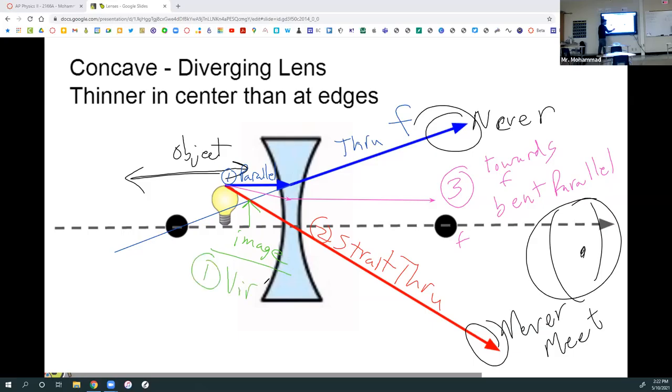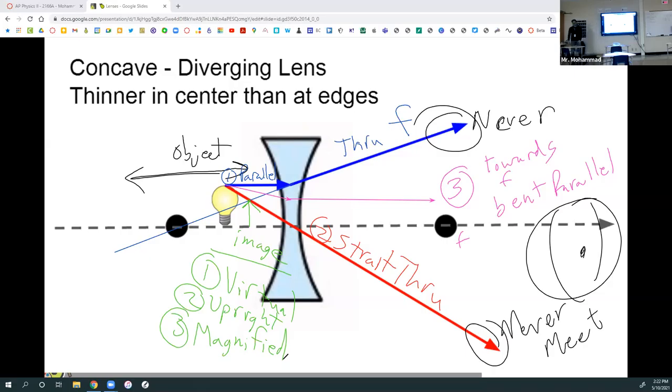First of all, it's virtual because the rays of light never truly meet. Your eye is trying to make sense of it. Where does it look like they're coming from? It is upright. And the third thing about this, it's a lot smaller. So everything in this lens is going to appear smaller. It actually appears smaller near the center of the lens than it does further out.